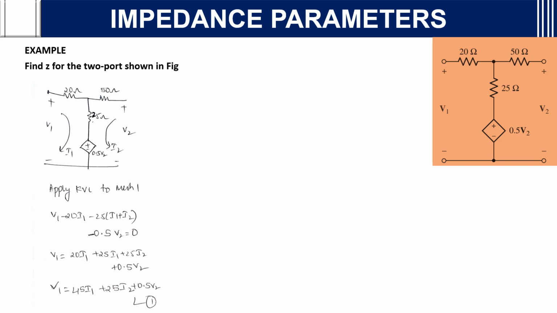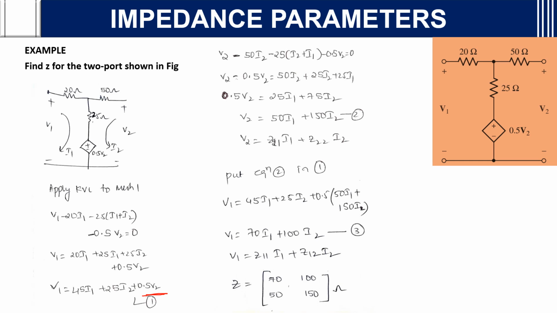For mesh 1, V1 minus 20 I1 minus 25 into (I1 plus I2) minus 0.5 V2. If you rearrange the things, you will get V1 is equal to 45 I1 plus 25 I2 plus 0.5 V2. There is an extra term V2 here. We will see. First you got the equation.